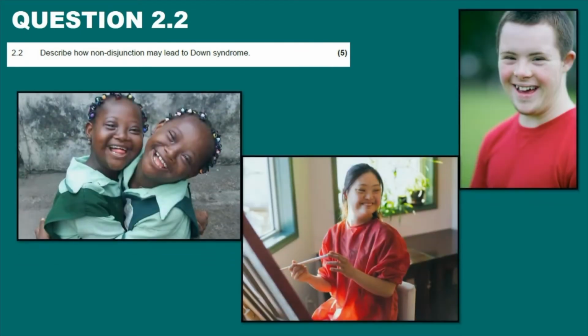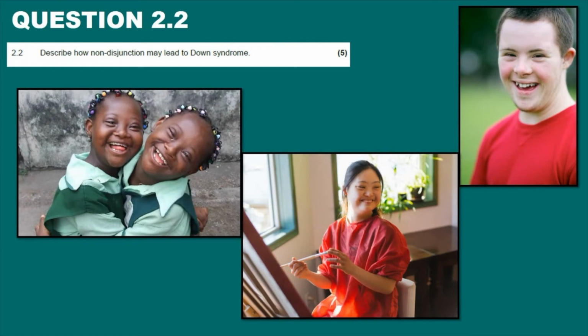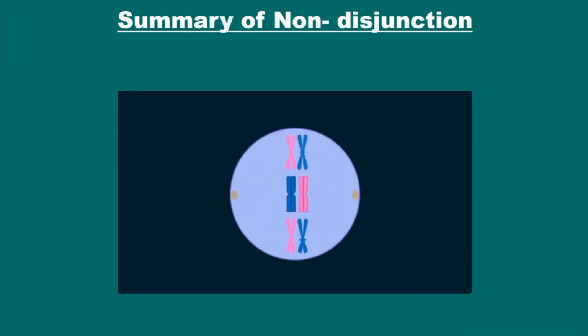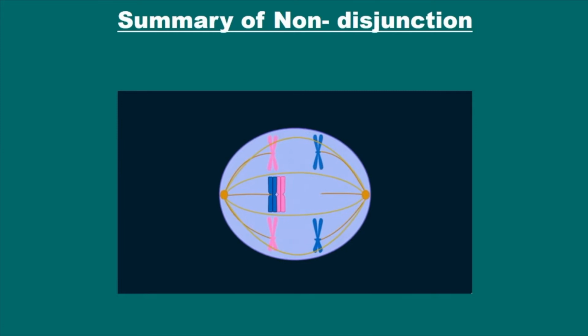So question 2.2 is just one single question. It asks you to describe how non-disjunction may lead to Down syndrome for 5 marks. So here you cannot name, it has to be described. Here I've added a few photos to give you an example of what Down syndrome is. So this is a genetic disorder that occurs on chromosome pair 21. It's also known as trisomy 21.